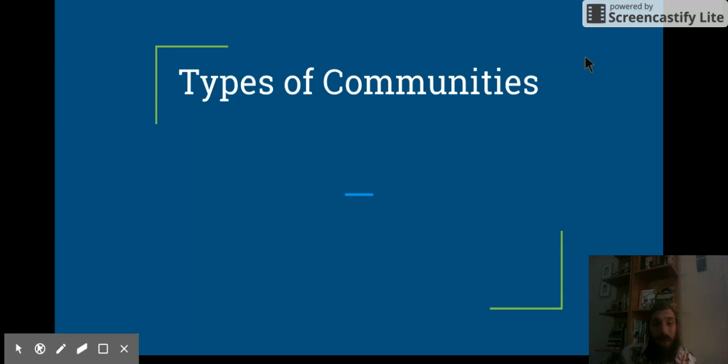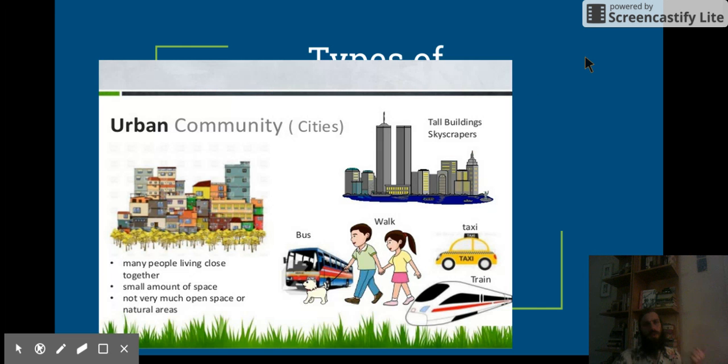Now, there were several problems on this. It was also our constructed response. We could have gotten so many points just by knowing our types of communities. So let's review that. First, we have an urban community. An urban community has many people living close together, a small amount of space, not very much open space or natural areas, all right? A lot of people ride the bus, taxis, maybe walk.